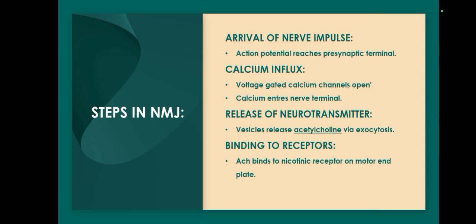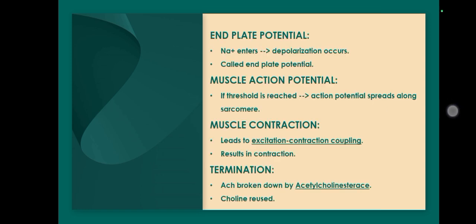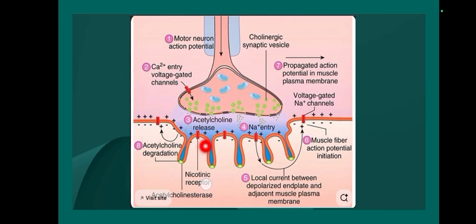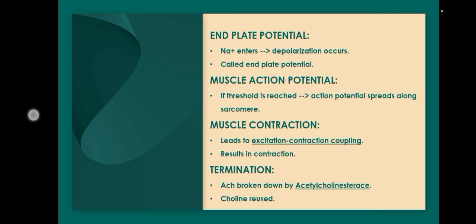Okay, next step, we have the binding to receptors. The released acetylcholine will bind to nicotinic receptors on the motor end plate. As I have shown you in the diagram, they will bind. These red ones are nicotinic receptors, and only acetylcholine will bind to these nicotinic receptors.